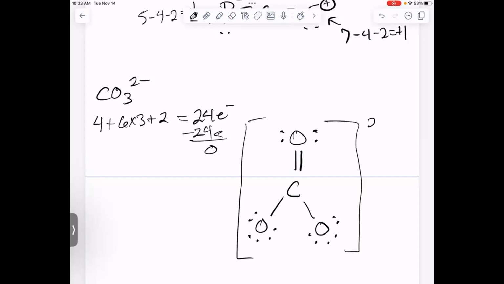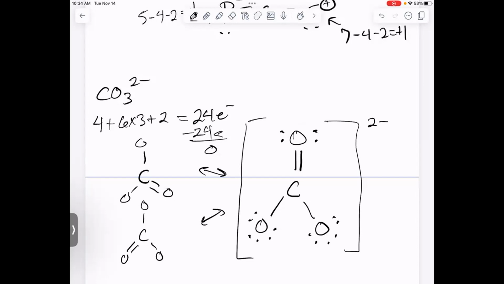Now I'm going to put all this in brackets because it's got an overall 2 minus charge. And if I wanted to show resonance, usually the way I'll do that, I'll just show the double bond kind of moving around. It could have been in the bottom left or the bottom right, the way that we drew it. So, just showing the double bond can move.